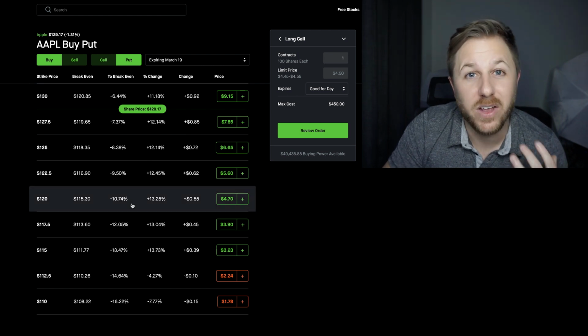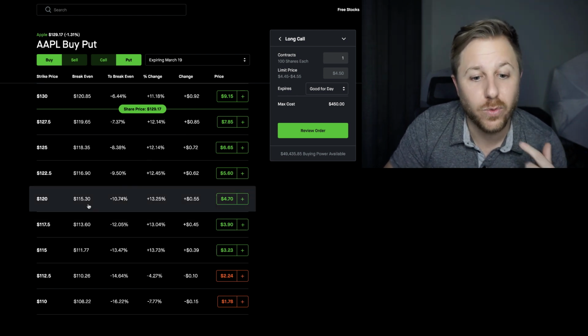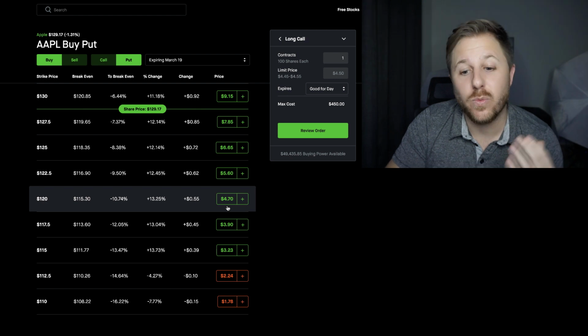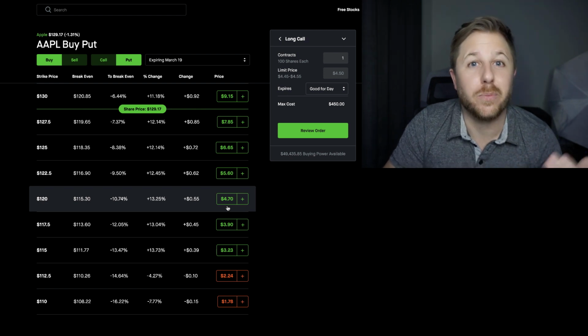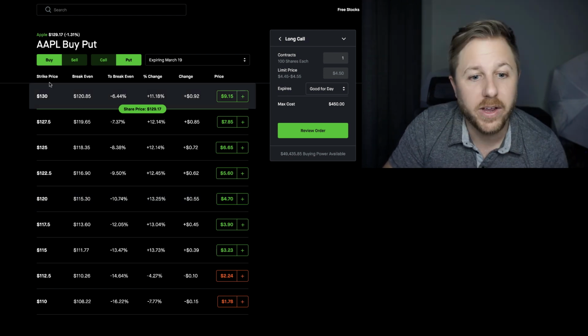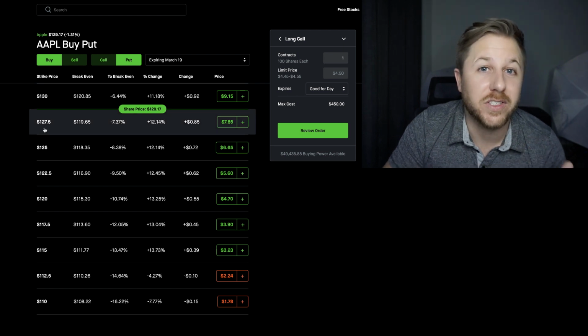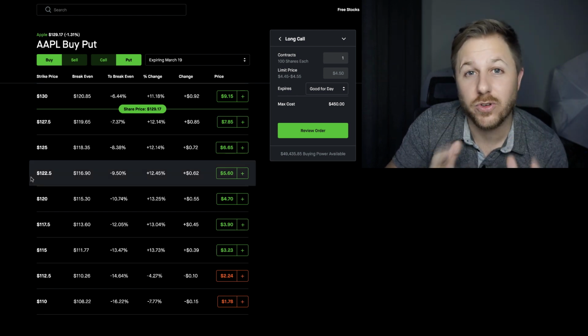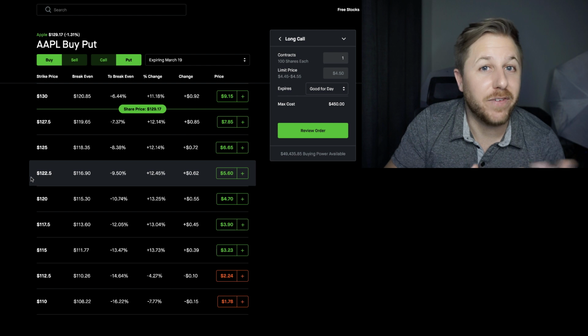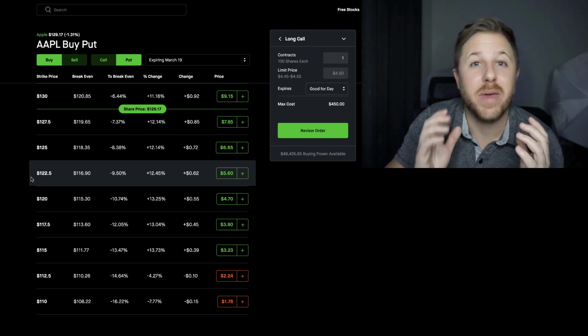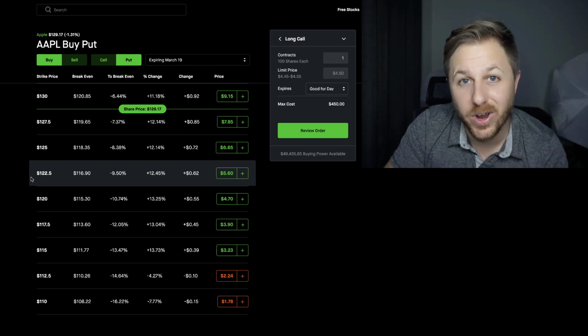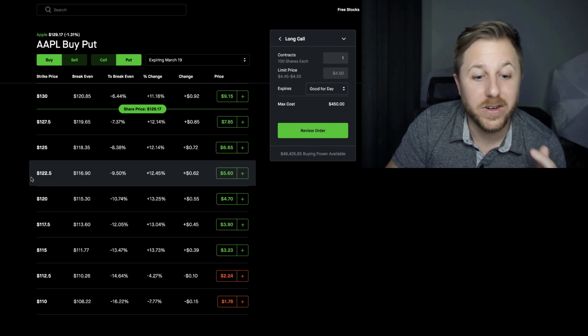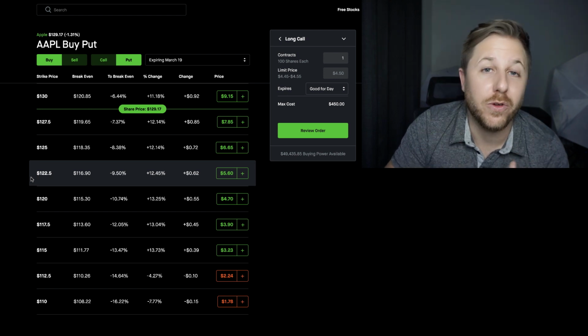So say Apple hit 115 and you had that 120, your price when you sell it is going to be way higher than what you bought it for because it went past your strike price. Right here you can see the strike price. That's what you think it's going to hit. So the closer you get to that strike price, the more money you make. And if it keeps dropping even below that, you're going to make even more money because you already hit the strike and it just keeps going. So the further down it goes, the more money you will make when you're buying a put.